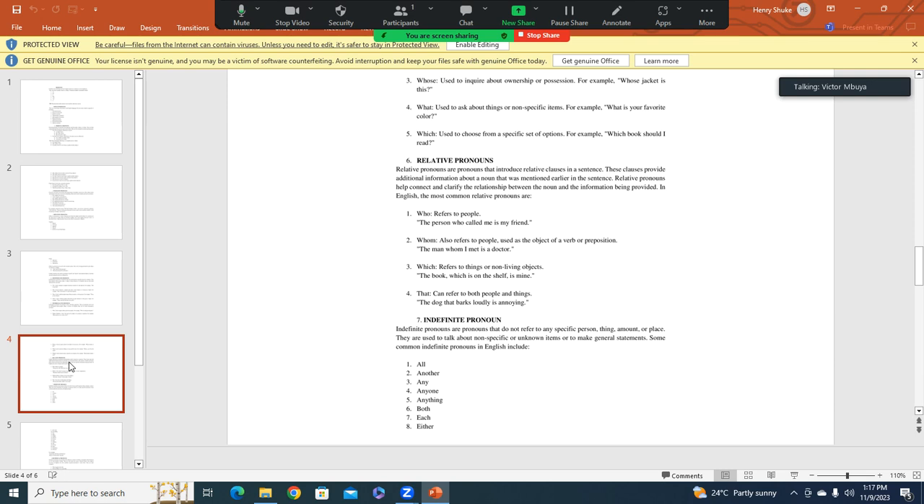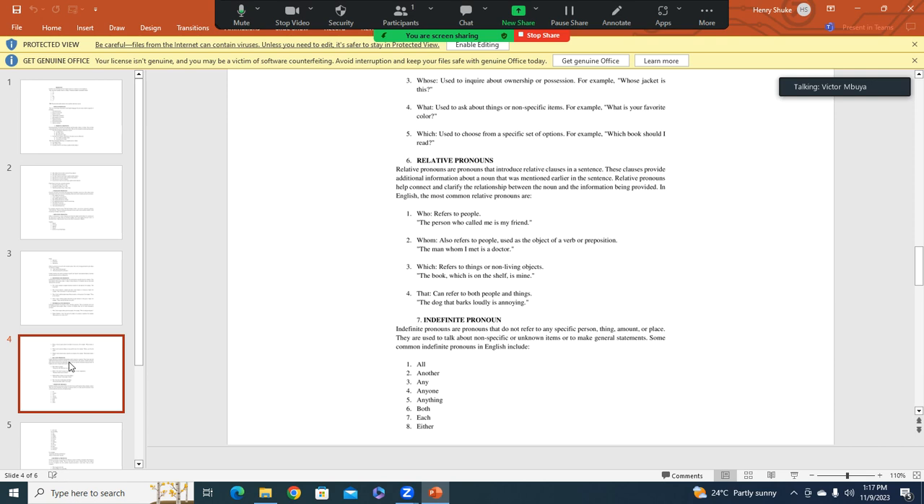Then we have which, which refers to things or non-living objects. The book which is on the shelf is mine. Then finally we have that. So that can refer to both people and things. The dog that barks loudly is annoying. Now let us look at the 7th type of pronoun, the indefinite pronoun.